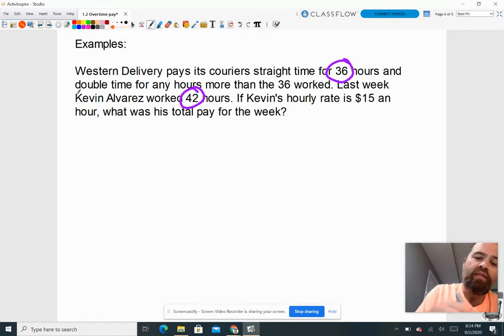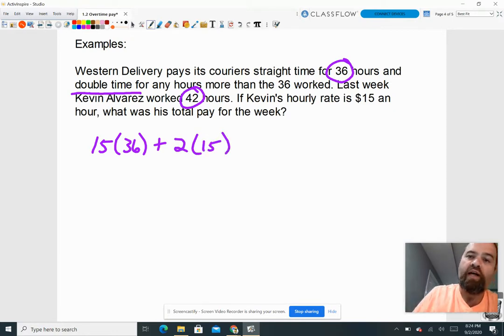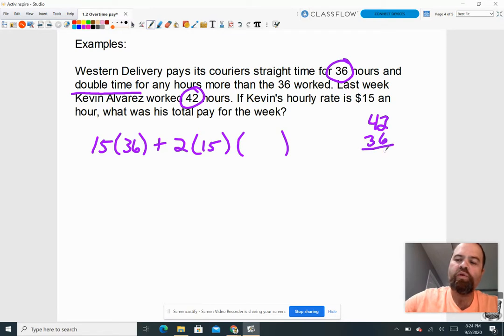So his rate is double time. So he works 36 hours, $15 an hour, 36 hours, and then he jumps into overtime, right? Double the $15, but then his overtime hours. Well, his overtime hours, he normally works 36. This week he worked 42. He's got 6 extra hours of overtime, right? What he normally works, just subtract that from what he did work. So his overtime, 6 hours.